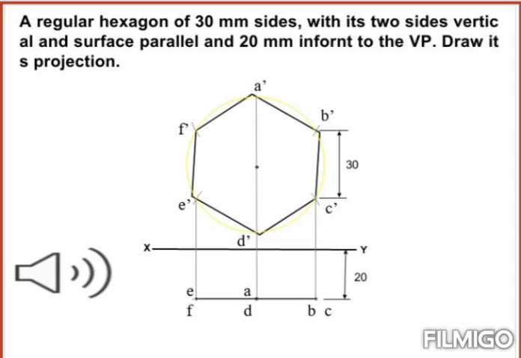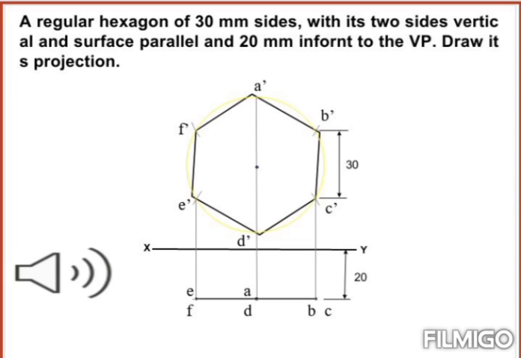So while drawing the projection for the problem, first of all we will draw reference line XY, and then above reference line XY we will draw front view of the problem, while below reference line we will draw top view of the problem. In front view of the problem, this plane will be seen as hexagon, while in top view of the problem, this plane will be seen as a line which will be parallel to reference line.